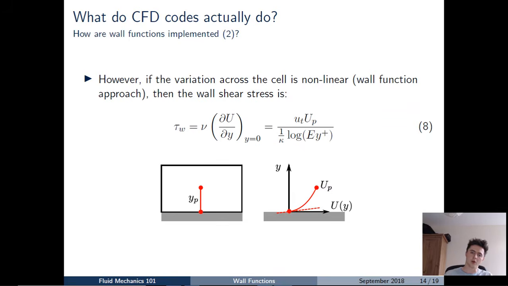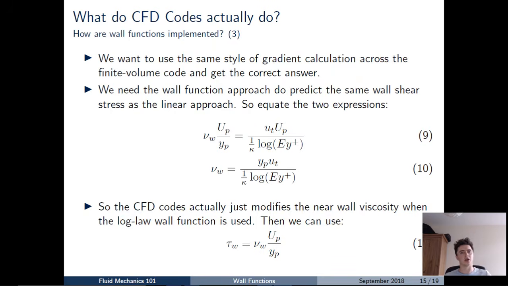Now, what if the variation between the cell centroid and the wall is non-linear? So what if our cell is actually in the log law region? Again, we can evaluate the expression for the wall shear stress by substituting in that logarithmic profile, and we get an equation for the wall shear stress. We can work out the gradient normal to the wall from this.